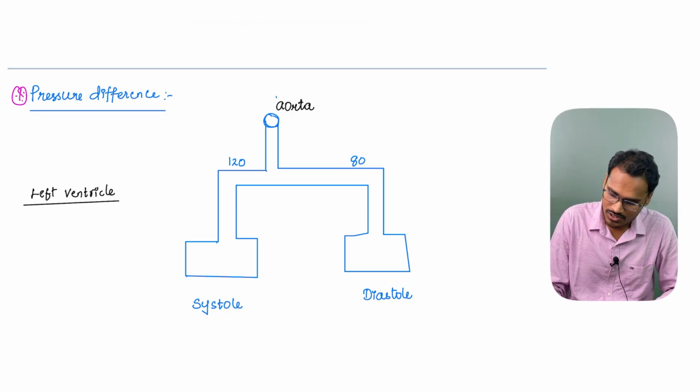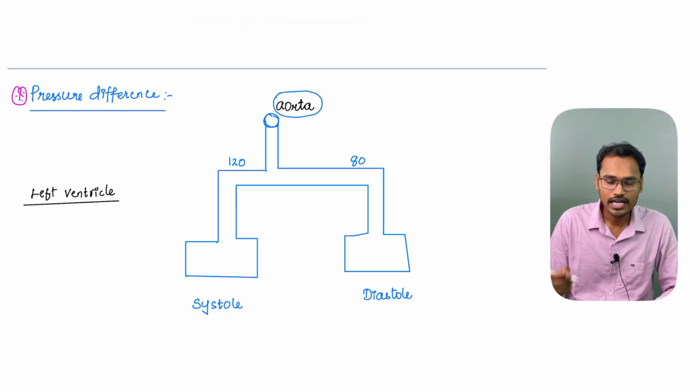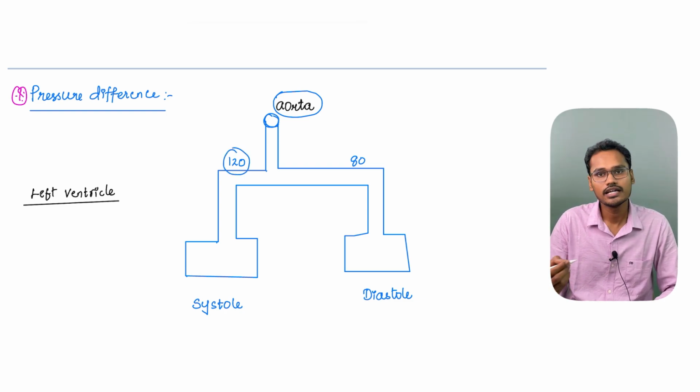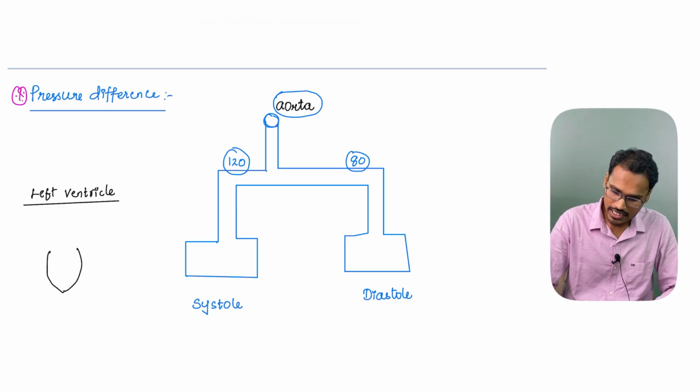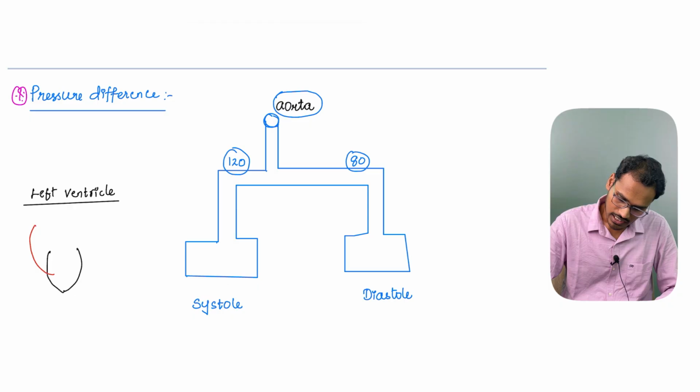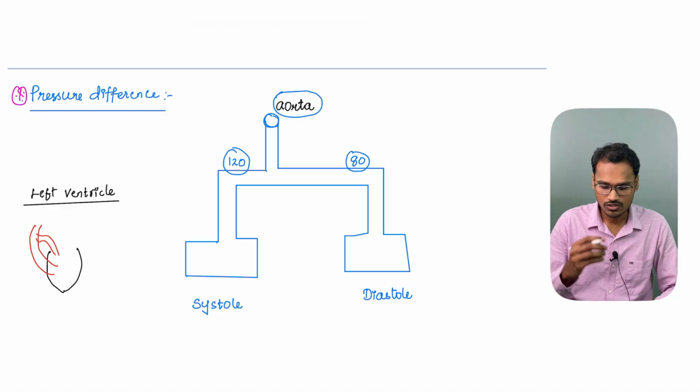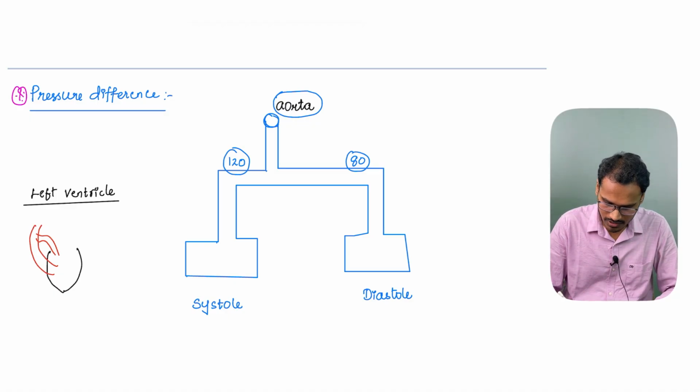Let's try to understand. Suppose this is the aorta. The aortic pressure will go up to 120 during systole, and during diastole it goes down to 80. And all of us know, suppose this is the ventricle and the aorta is coming out, and from the aorta only there is a blood flow which is coming to the left ventricle. So the blood flow is coming from the aorta to the left ventricle.